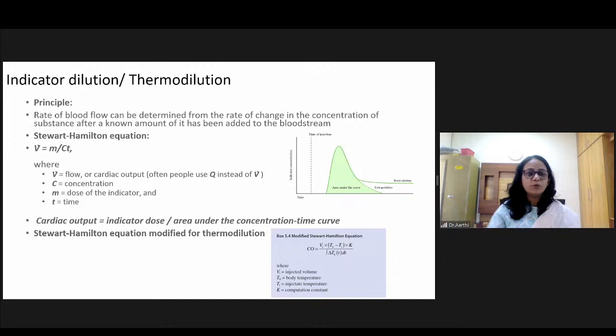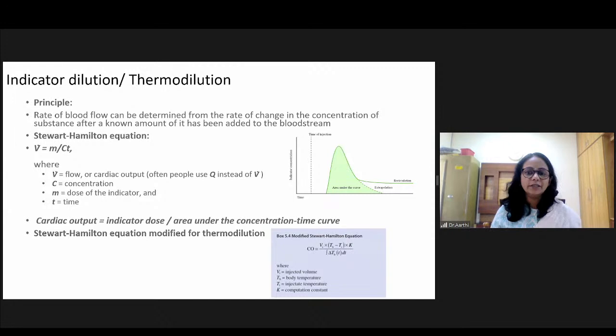Coming to indicator dilution or thermodilution. Whatever the methodology, they can either use a dye, or they can use a saline, or a cold saline, which assesses the temperature change, or a dye, which uses the concentration change of the indicator. The principle to assess the cardiac output is that the rate of blood flow, hence the cardiac output, can be determined from the rate of change in the concentration of a substance after a known amount of it has been added to the bloodstream. So Stewart Hamilton arrived at an equation where flow is directly proportional to the dose of the indicator and inversely proportional to the concentration-time curve.